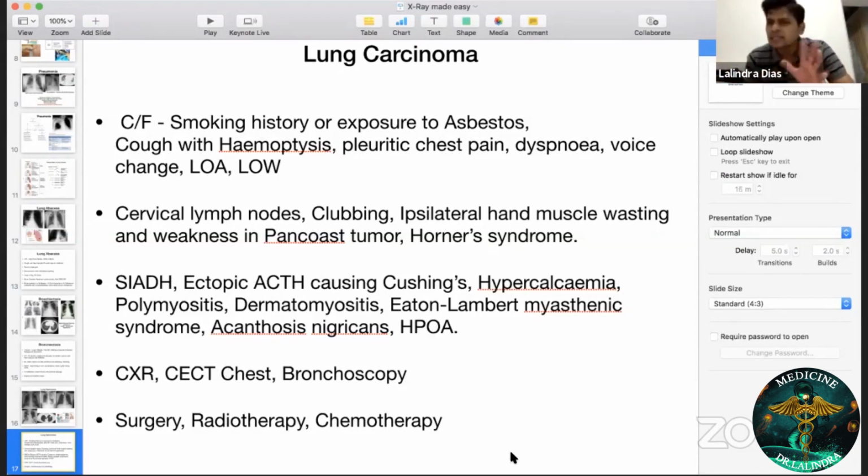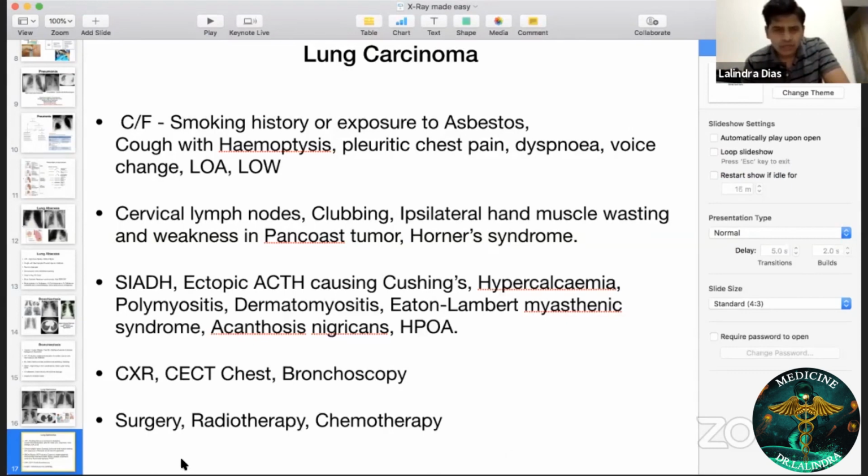These are a little difficult areas. In this online class, you can't cover all that. For that, you have to come for the proper regular classes. But I'm just giving you hints, like how lung cancer can appear in a chest X-ray, what the critical features are, and what the causes of lung carcinoma are.